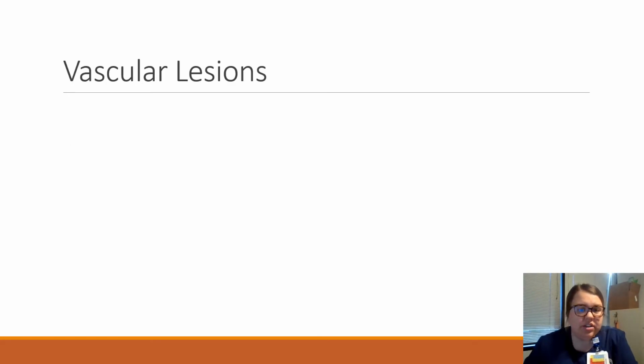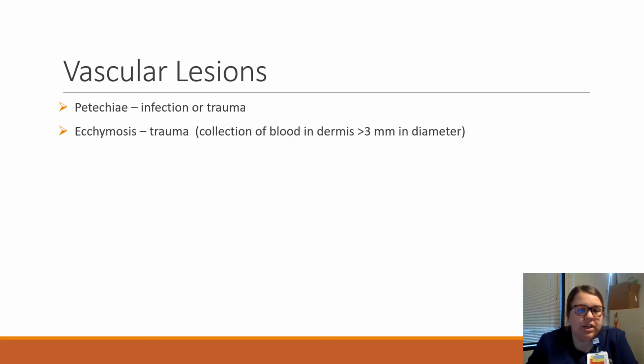So there are vascular lesions that you may see. Petechiae, I've seen this very often. It could be due to infection or trauma. When you look at someone's arm or leg or body, petechia looks like little fluid dots. Okay. Then there's ecchymosis, so this could be from trauma.